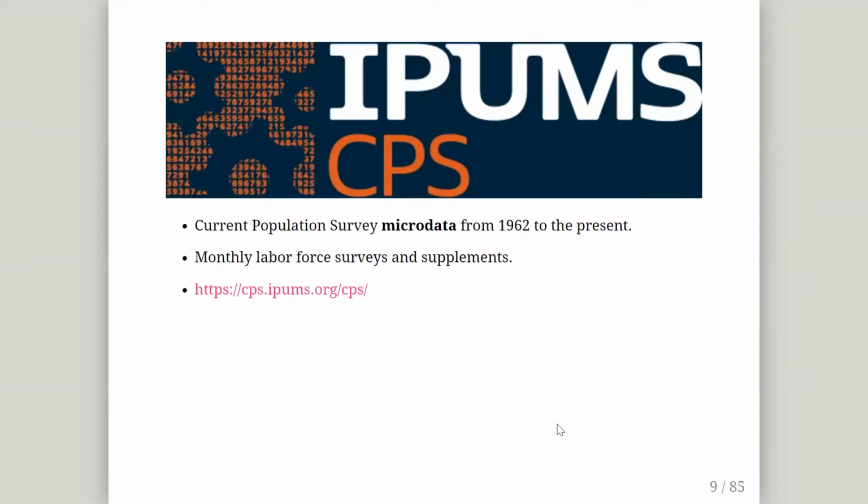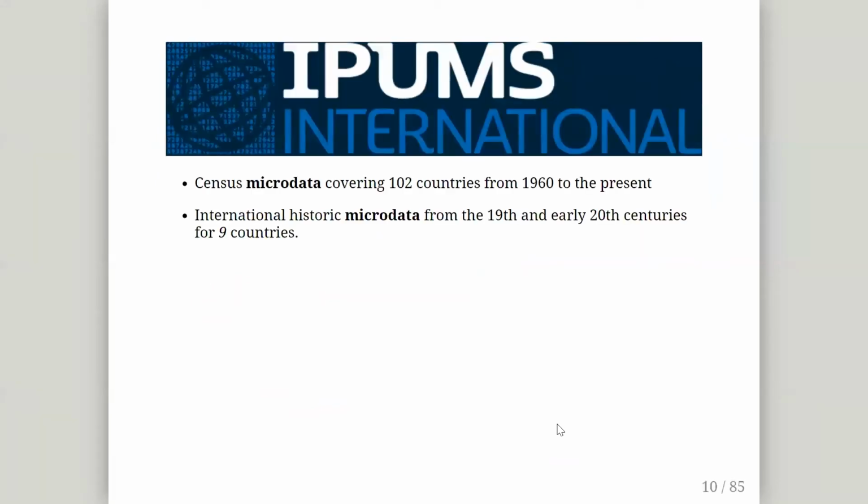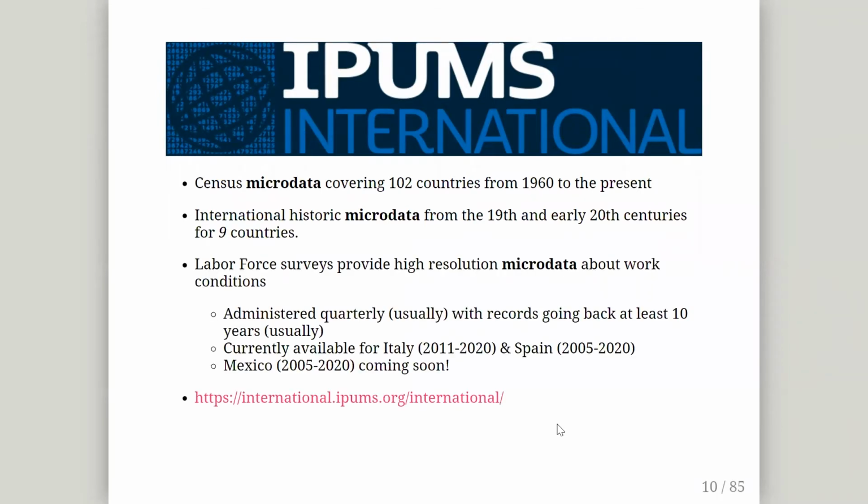IPUMS CPS focuses on more frequent, targeted monthly labor force surveys within the US. IPUMS International contains predominantly census data from 102 countries, as well as labor force surveys, which we are just starting to add in and release. We currently have two series of labor force surveys for countries released, and we are hopefully getting Mexico released later this year.